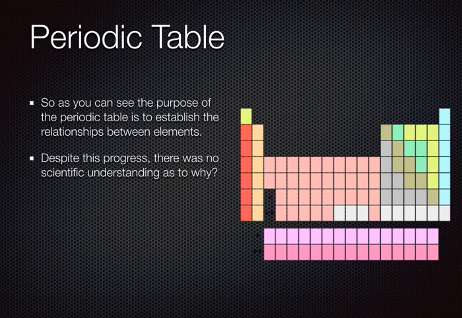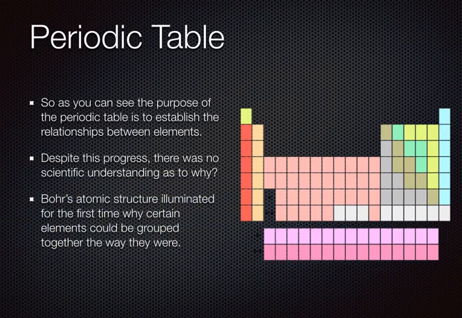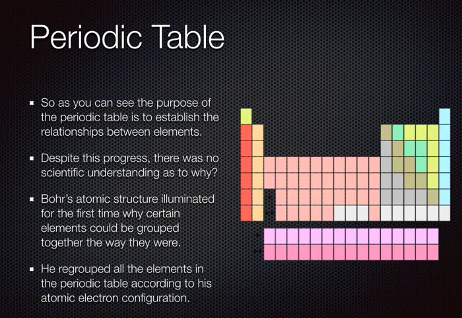So hydrogen, the simplest atom, would have 1 electron in the first shell, and helium would have 2. But lithium would have its 3rd electron moved to a new shell. The first shell would only hold 2 electrons. It was thus filled, so all subsequent electrons would have to be moved to the next shell.